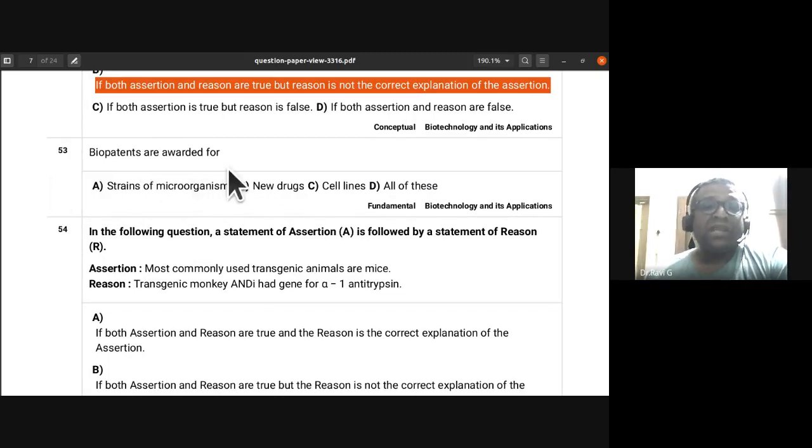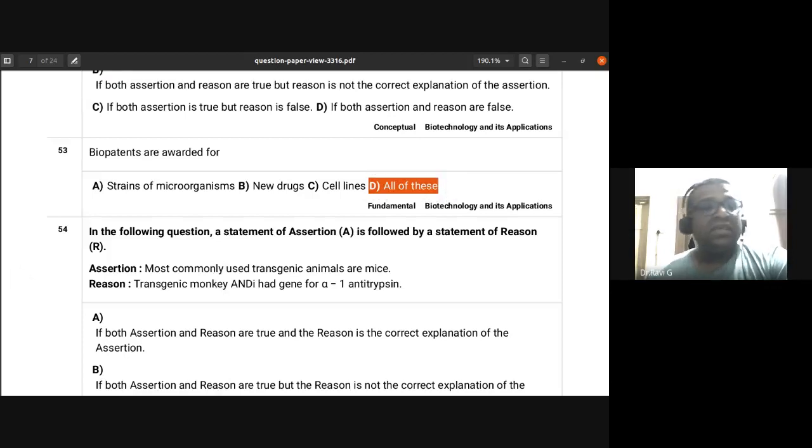53rd, biopatents are awarded for strains of microorganisms, new drugs, cell lines, all of these. So 53rd is all of these. 53rd is D, all of these.